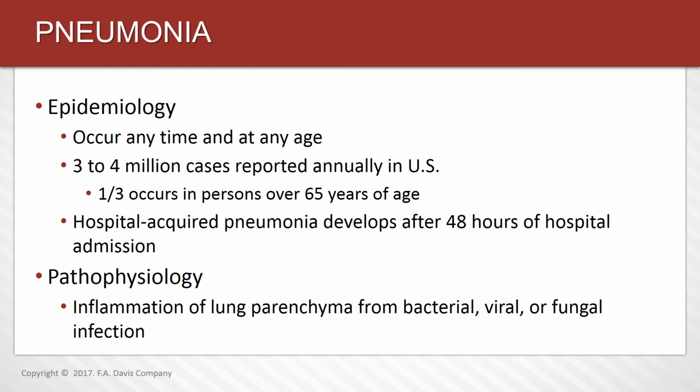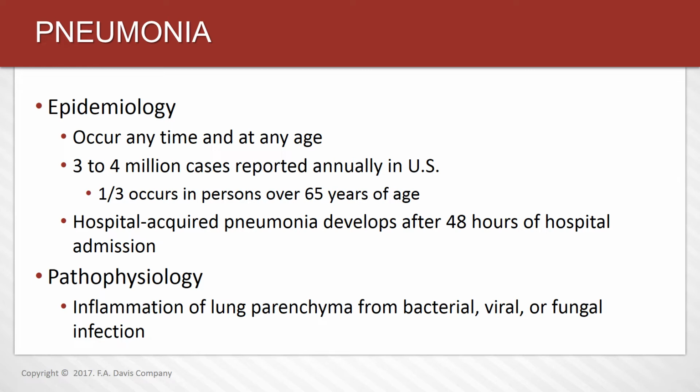So the next condition is pneumonia. Pneumonia can occur at any time, at any age. Individuals who are immunocompromised are more at risk. You see about 3 to 4 million cases reported annually in the United States, right? And one third of these occur in people over 65, right?